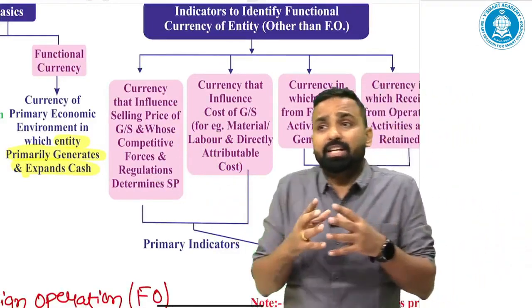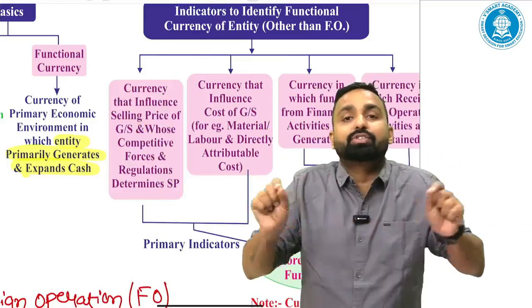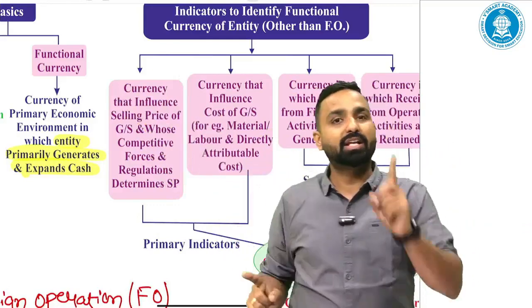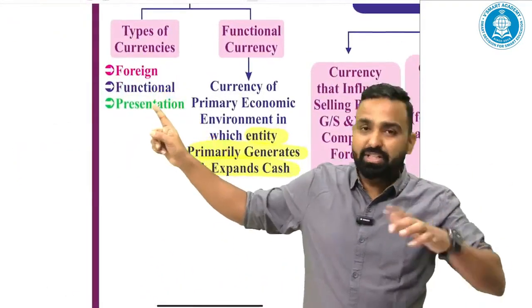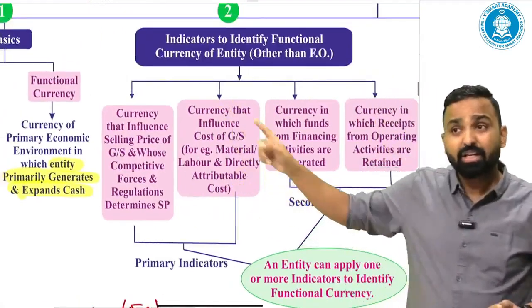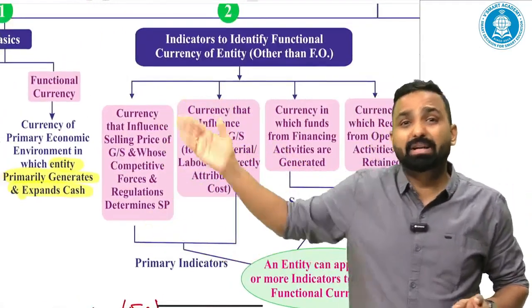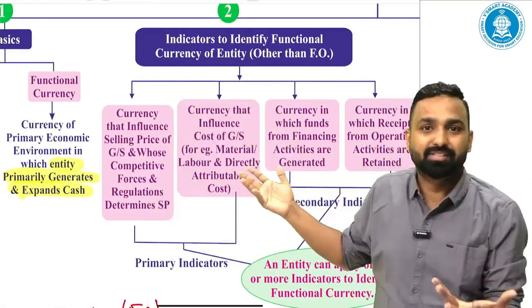Why? Because determining the functional currency is very important. Once you have decided your functional currency, only then do you start accounting. And your functional currency can be only one. Foreign currency can be more than one, and presentation currency can be more than one, but functional currency can only be one. Now the next indicator: if the functional currency cannot be decided based on the selling price of goods and services, it can be decided based on the cost you incurred.